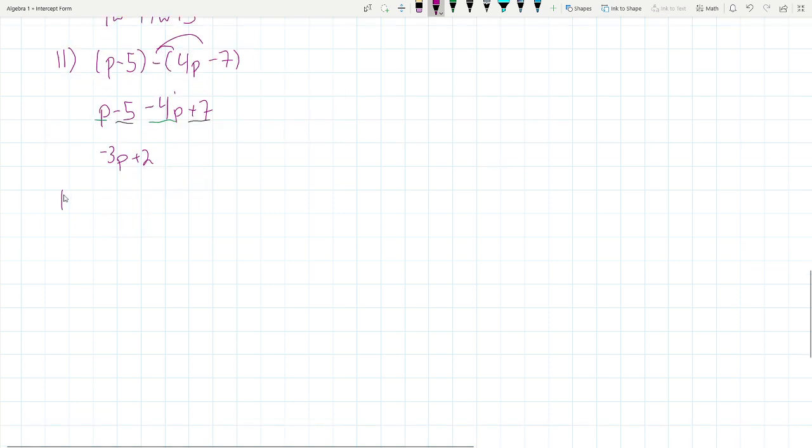All right, let's look at number 12. All right, so I have 8w plus 3 minus 9w plus 6. Again, we're going to start looking through this, and I go, all right, 8w plus 3. Okay, I just drop the parentheses because there's nothing to the left. This minus changes the sign of everything on the inside, so I go minus 9w minus 6.